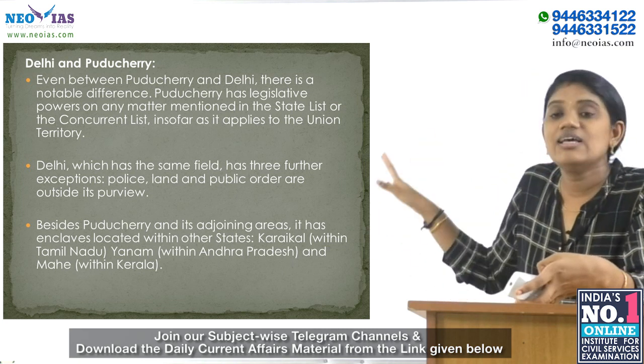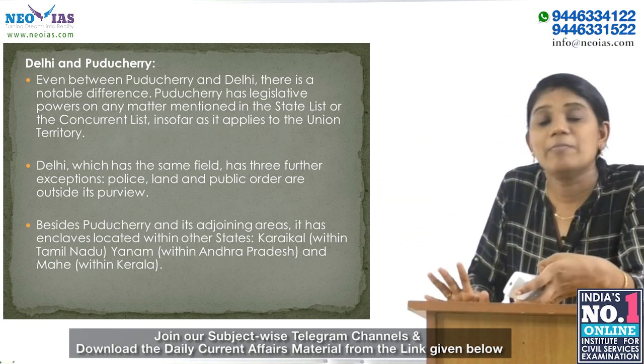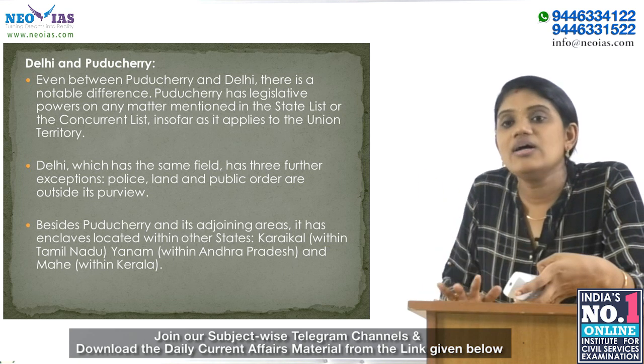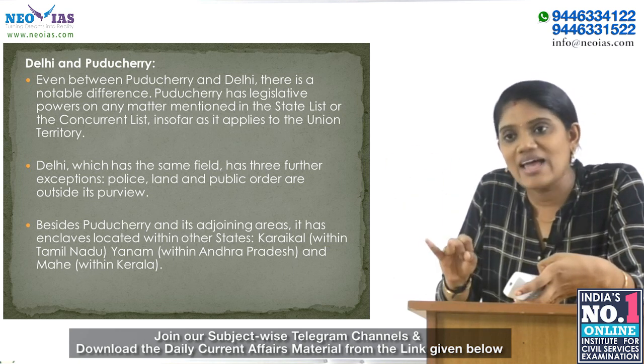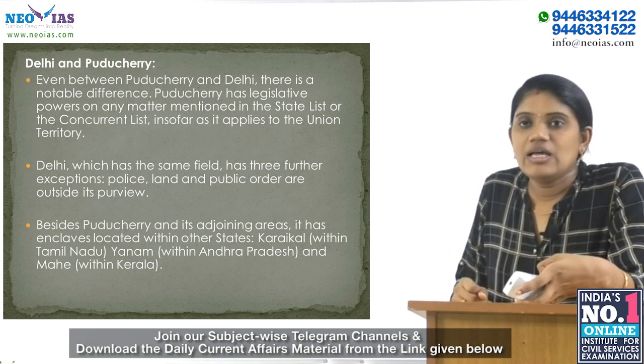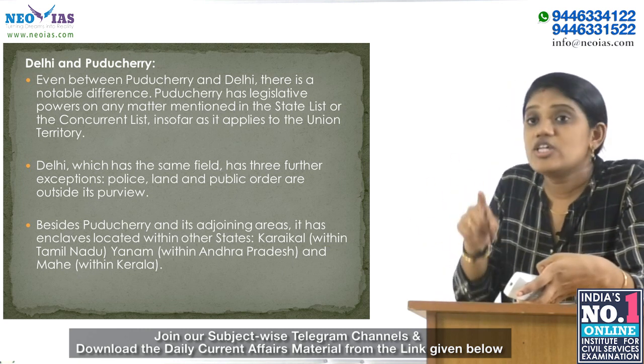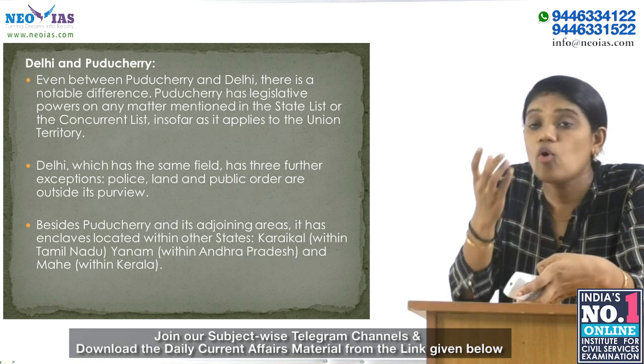is the police, and the second one is the land and public order. That means police, land and public order are outside its purview. Okay, police, land and public order. Clear? And Puducherry, you have to know, has one more unique feature.